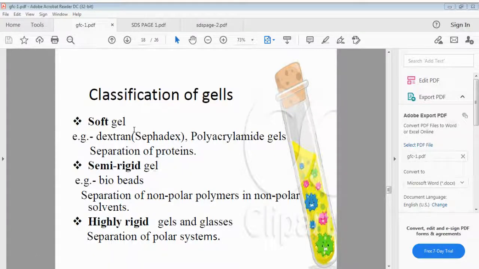Soft means very soft. Example, Sephadex. Sephadex is a type of dextran, a carbohydrate. Polyacrylamide gels. These are two kinds of soft gels that can be used for the separation of proteins.